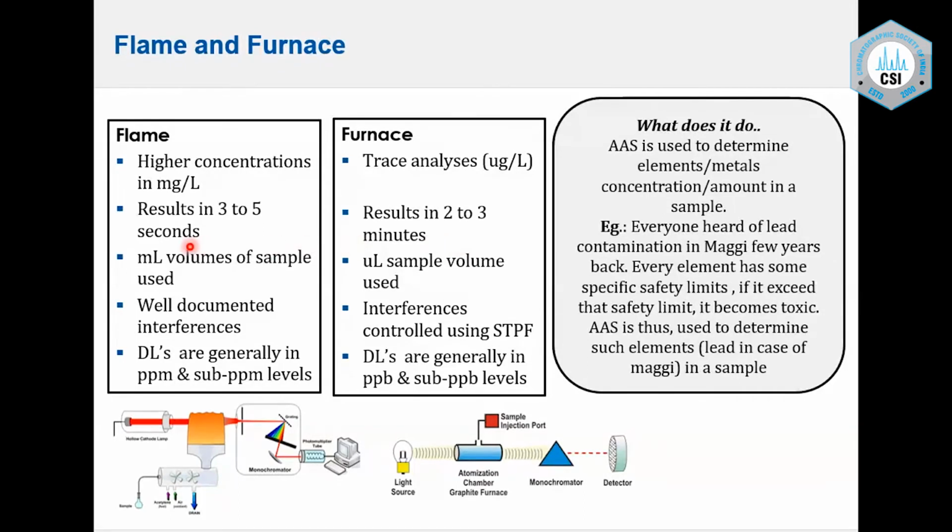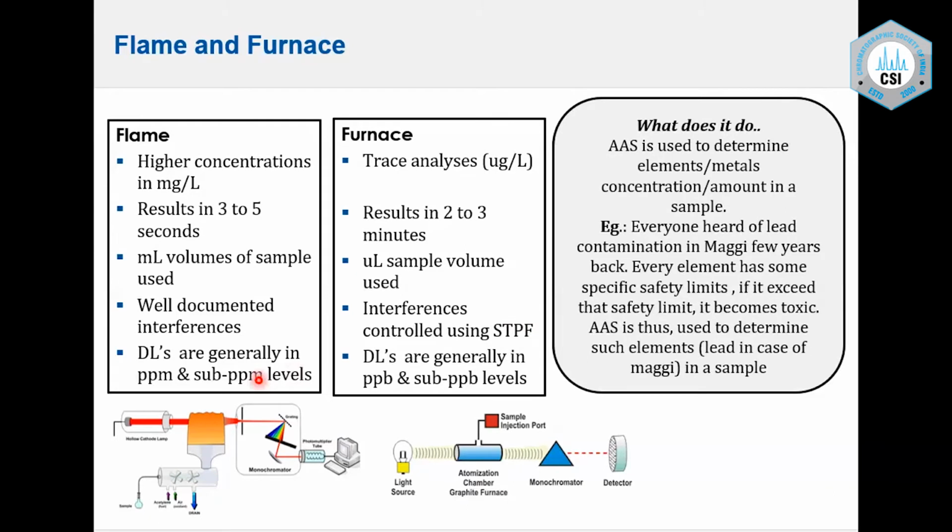The sample required is more in flame, and in graphite furnace it takes only up to 100 microliters of sample. So when you select the technique, you also need to see what sample quantity is available with you. Then interferences. There are some interferences when you do analysis with flame: chemical interferences, ionization interferences, matrix interferences. All these interferences we remove in graphite furnace using the STPF concept. What the STPF concept is, I will explain when discussing the graphite furnace.